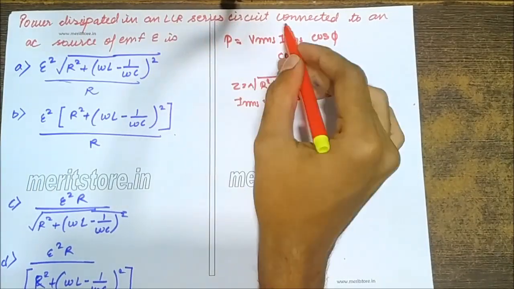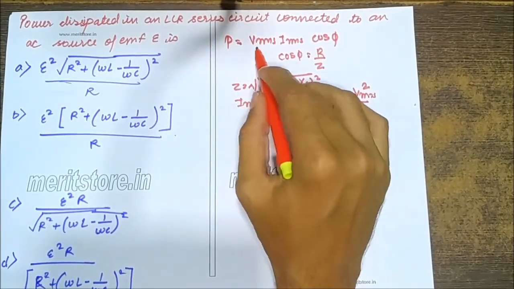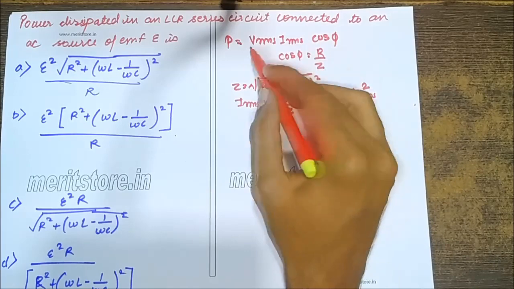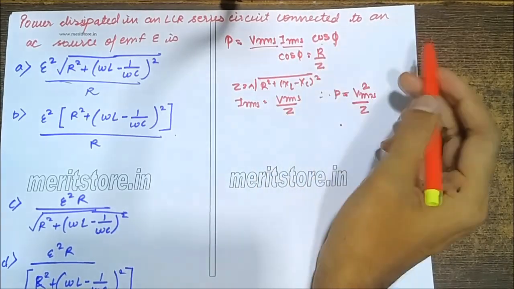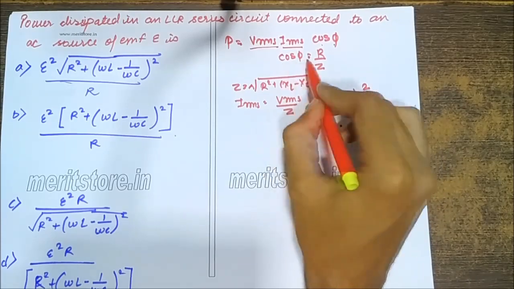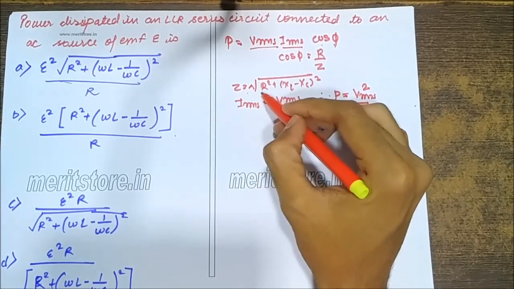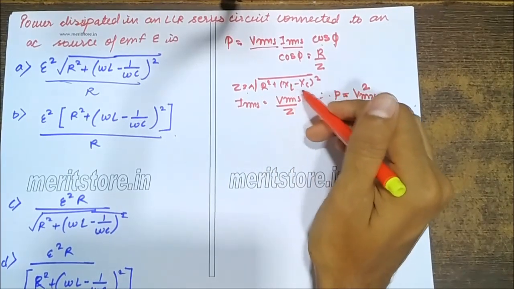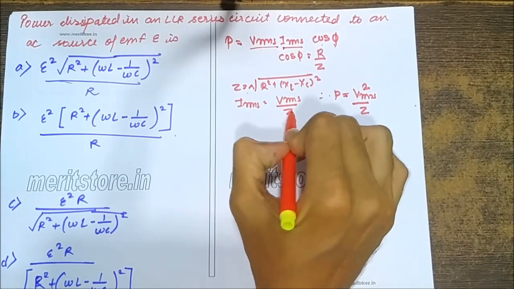Power dissipated in an LCR circuit connected to an AC source of EMF E is, power equals V into I into cos phi, so Vrms into Irms into cos phi. First we'll find Vrms, then Irms, and then cos phi. The formula for cos phi is R upon Z. The impedance is Z equals under root R square plus XL minus XC the whole square. Also Irms is Vrms upon Z.